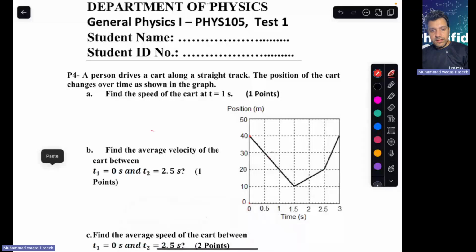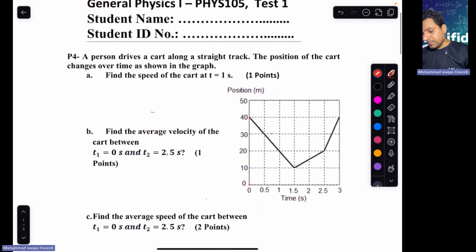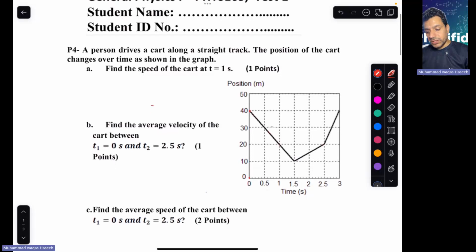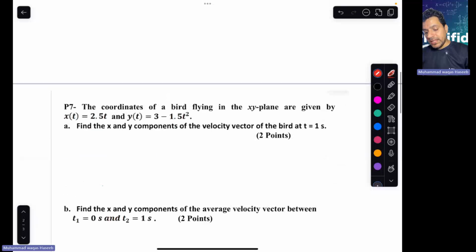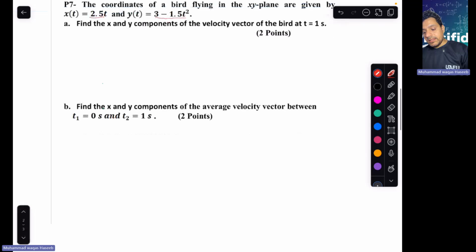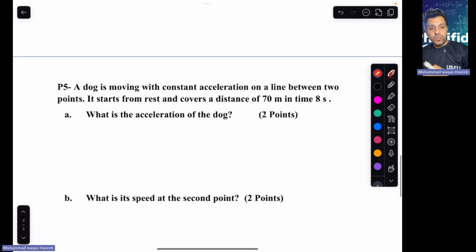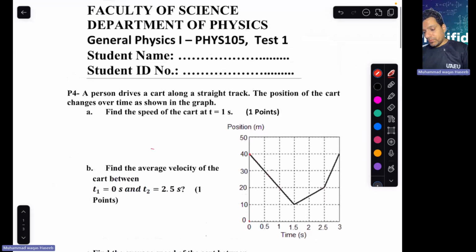So here are the three problems we're going to solve. The first problem is a position-time graph and how to find velocity, average speed, and distance from this information. Then how to find things like the velocity vector and position vector if you are given a function of x and y, and then how to use the equations of motion to solve word problems. Okay, so let's begin our first problem.